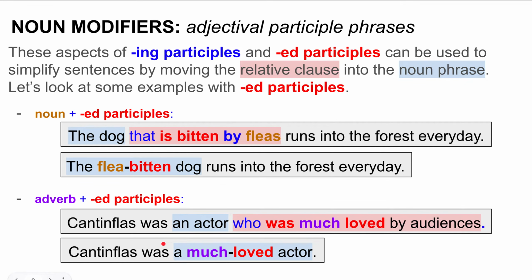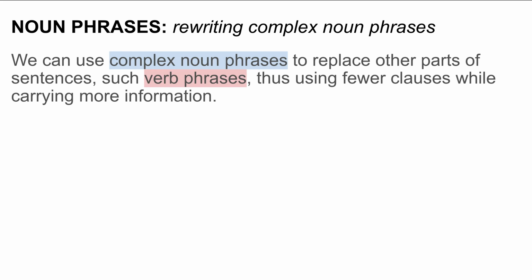In these sentences, I want you to see that the version with the relative clause works as well, but when we move the ing participle and ed participle phrases and use them as adjectives before the noun phrases, these sentences are cleaner, they're more compact, and the meaning is still there. Let's move on and look at how to use noun phrases. We can use complex noun phrases to replace other parts of sentences, such as verb phrases. Thus, we use fewer clauses while carrying just as much information.